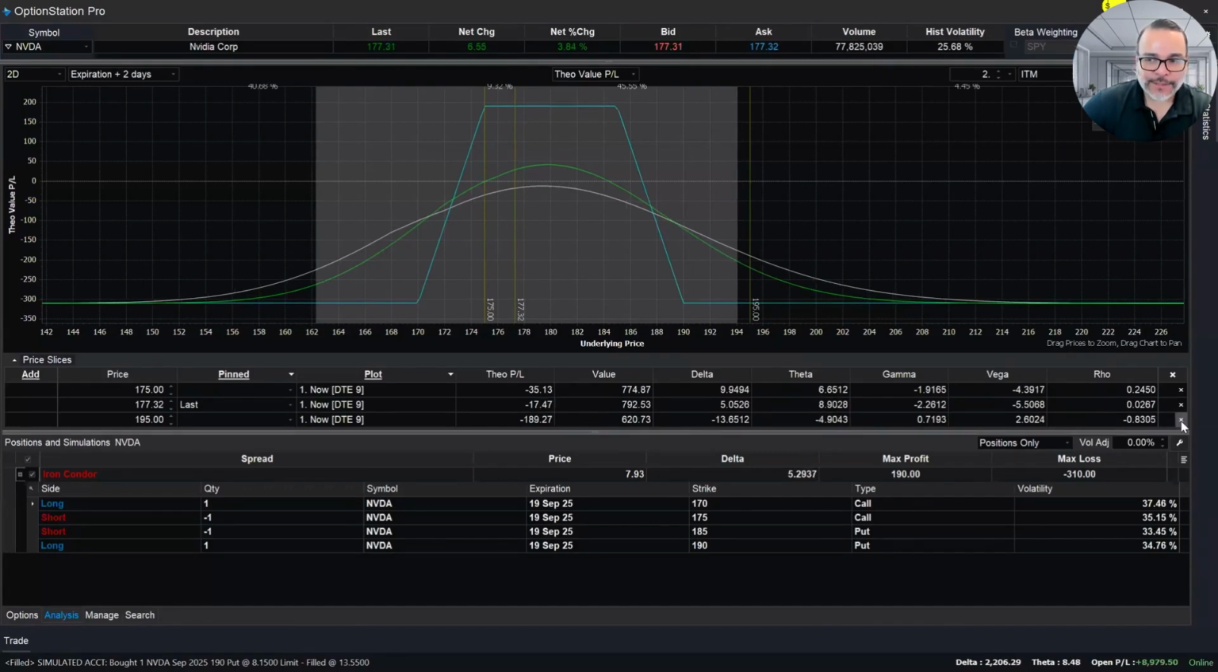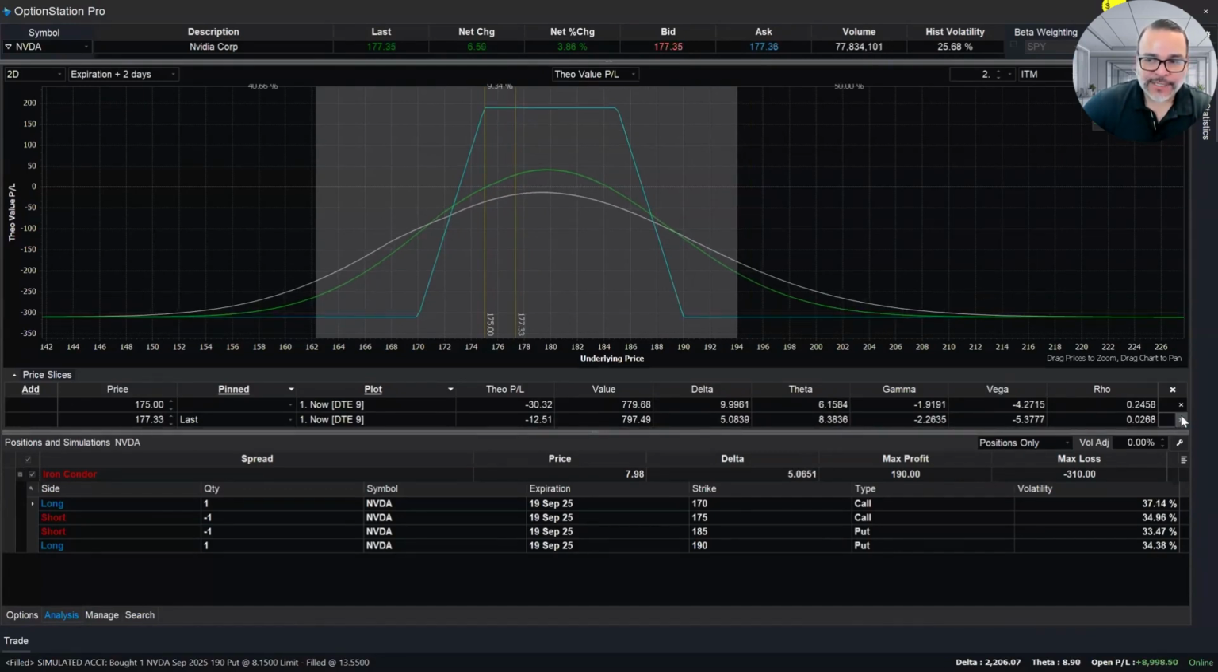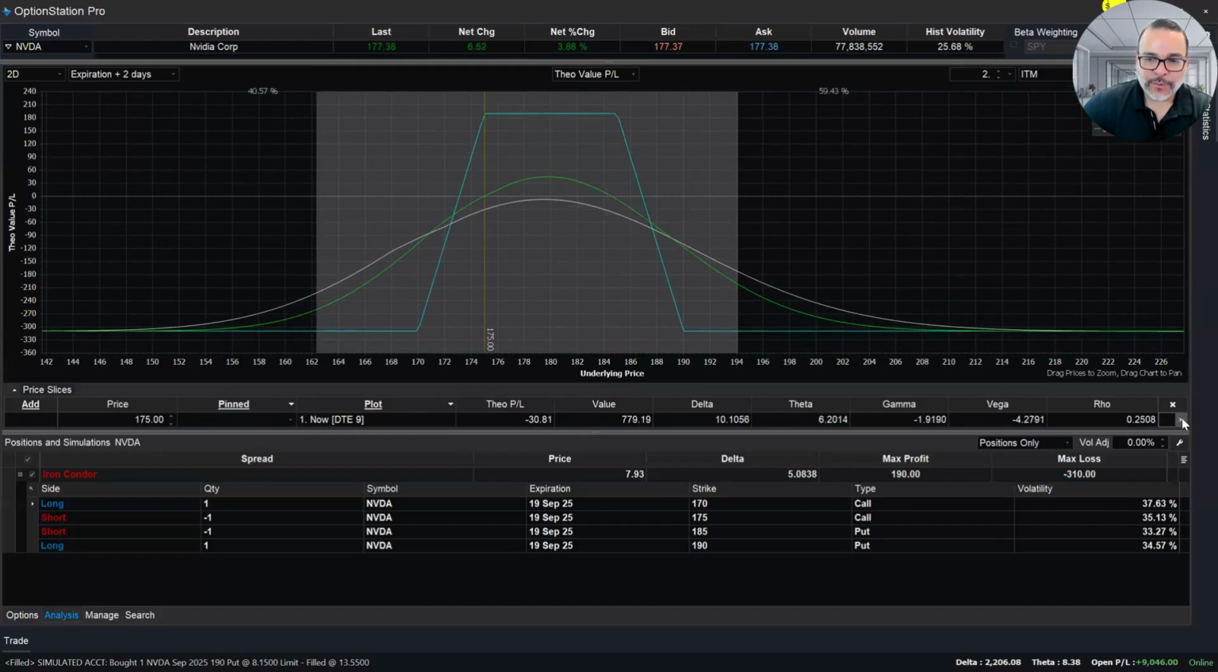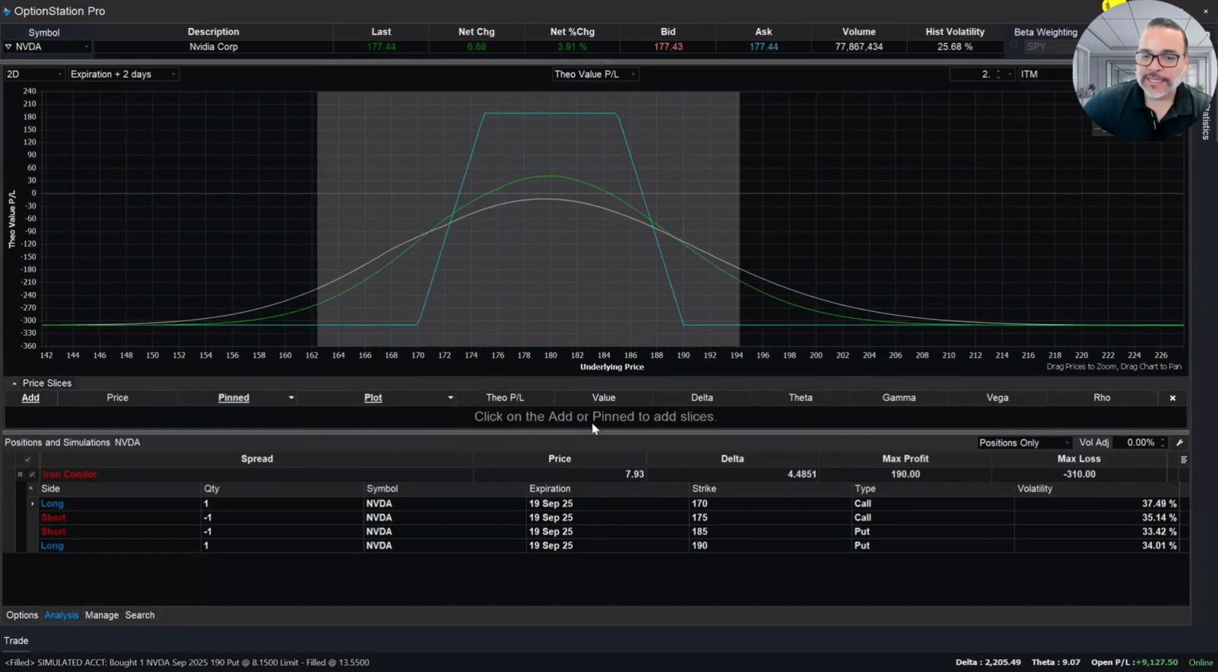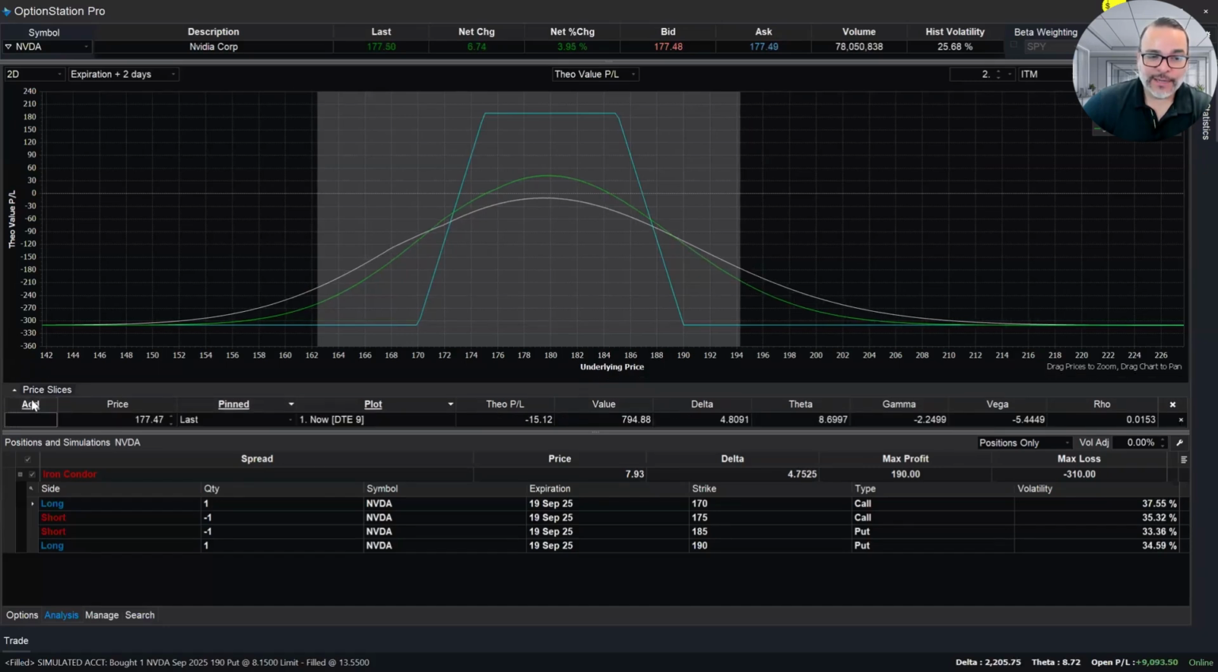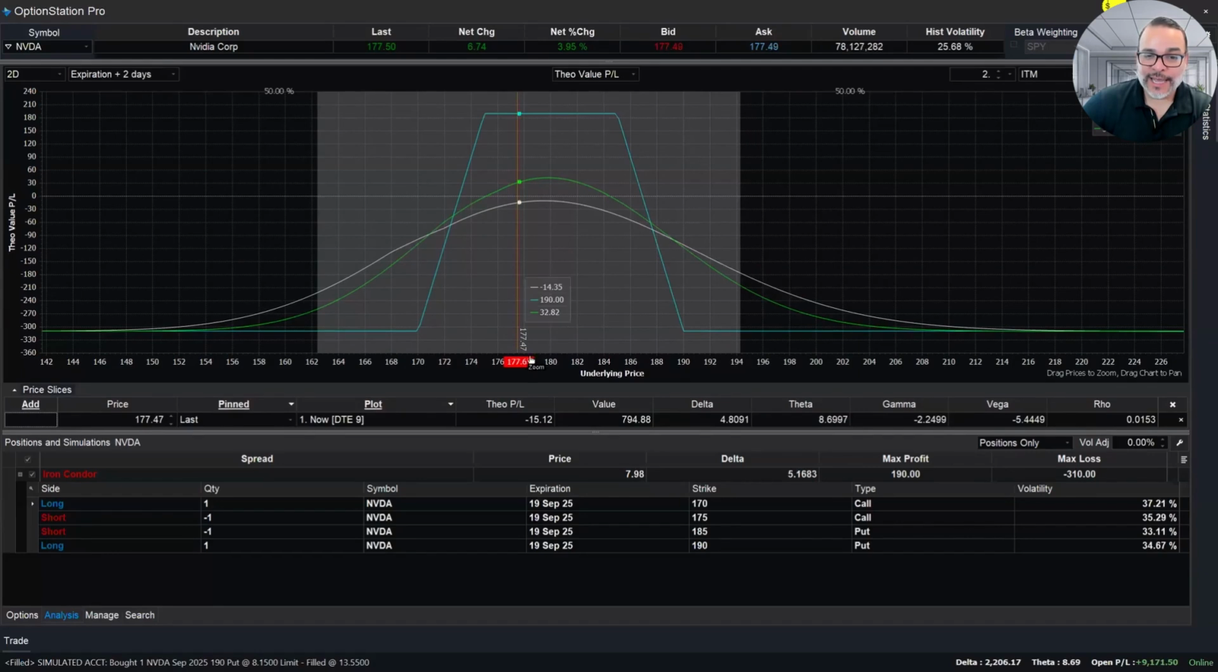I don't think OptionStation Pro gives you price slices as a default, but I'm going to remove, and you can see that right there in the middle, it says click on the add or pinned to add slices. I can click on add or I can click on pinned. So if I want to show the last traded price of NVIDIA, I just click on add and notice that it adds that vertical line at 177.46, which updates in real time. And it gives me a view of where the current price is in relationship to my spread.